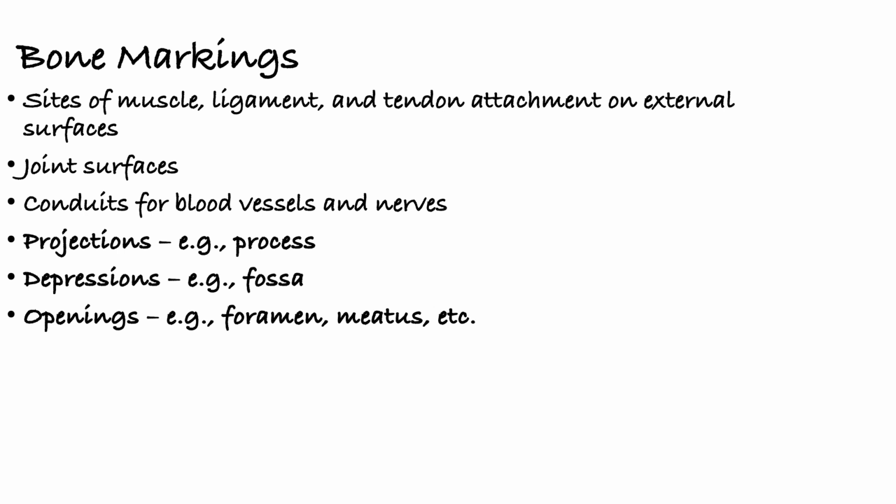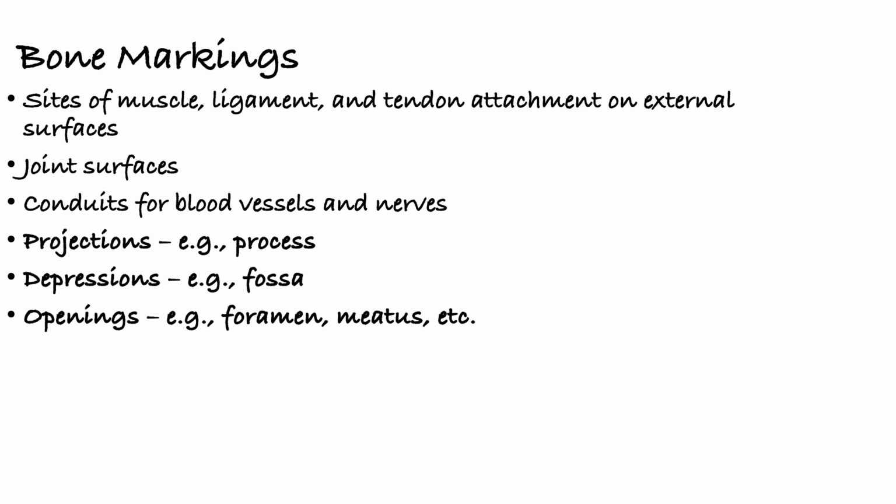Before we get started, let's first talk about bone markings. Bone markings are very important because they are sites of muscle, ligament, and tendon attachment on external surfaces. You might see a little bump in the bones, or something that looks like a line, and this is not something you should ignore because a muscle probably attaches there, a ligament attaches there, and so on. Joint surfaces are also important, and these bone markings are also conduits for blood vessels and nerves.